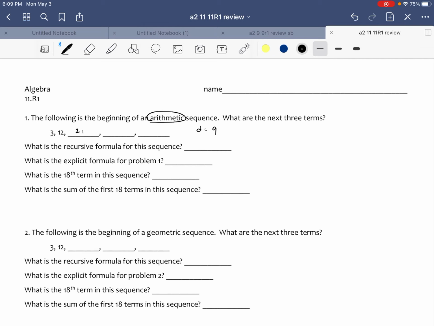Let's make a key for this review. The following is the beginning of an arithmetic sequence. Arithmetic sequence means the numbers are going up or down by either adding or subtracting. What are the next three terms?